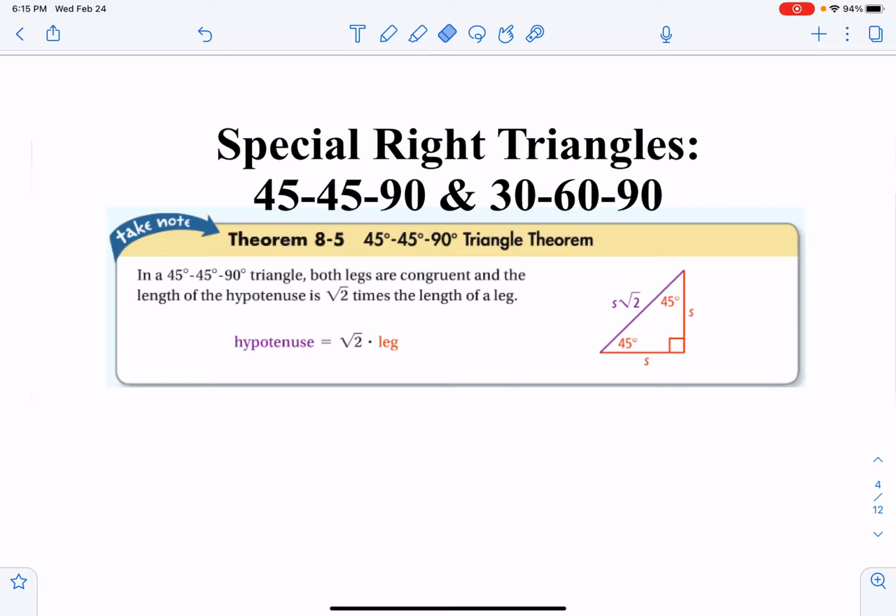Hey guys, this lesson is about special right triangles. It's kind of a preview to chapter 8. So normally I'll have people look at this before we start chapter 8. We just finished the chapter 7 test, and this is a preview of some algebra things that we need to know before we can start chapter 8.